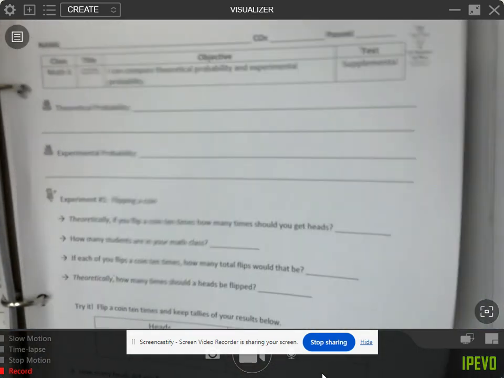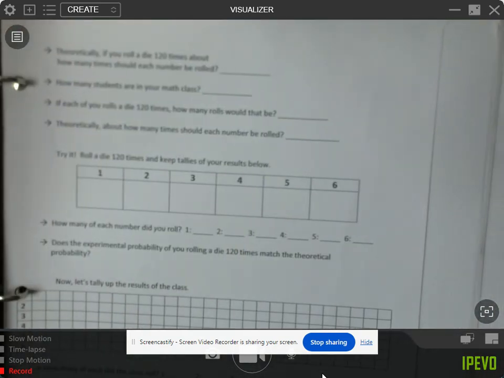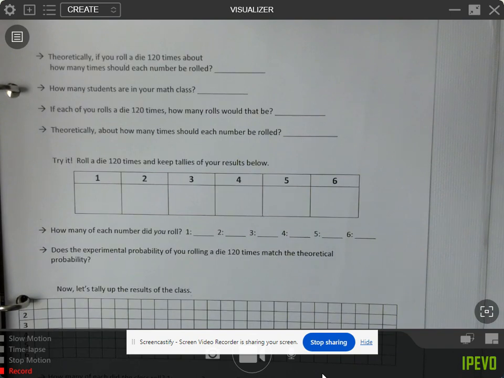Now let's look at our flips. Or sorry, our rolls. So we're going to change our numbers a little bit to include Hannah Mae and Callie. So how many times, if you roll the dice 100 times, how many times should each number be rolled? That stays the same. It was 20 for each number, correct? Theoretically. Then how many students are in your math class? Today we had 2 more. We have 20. So these are the numbers we're going to change.